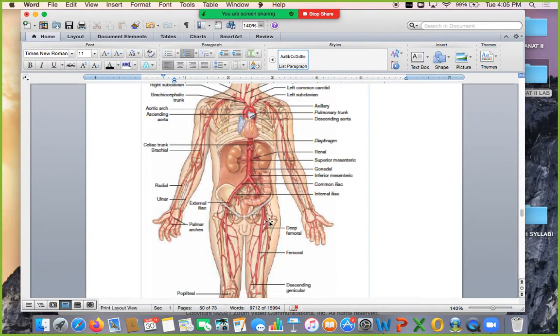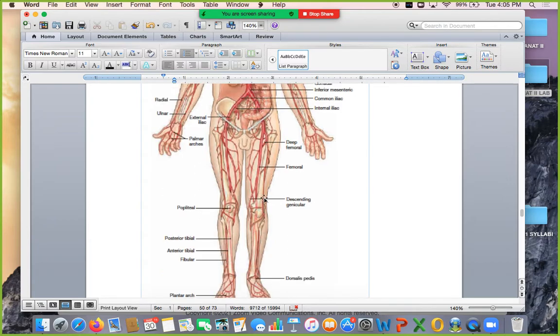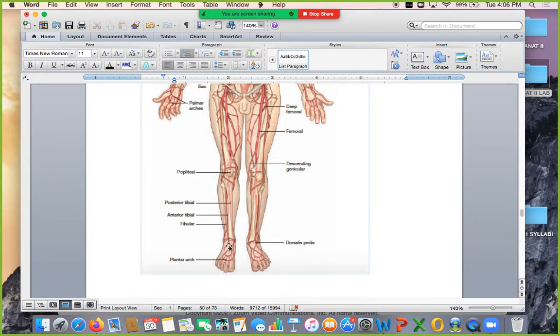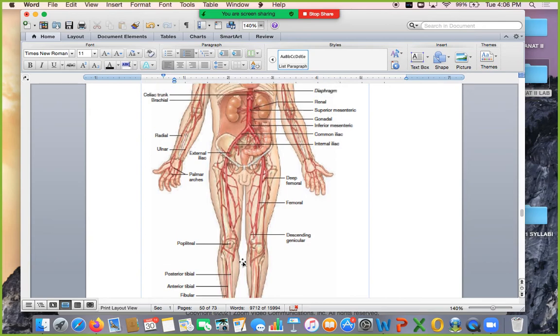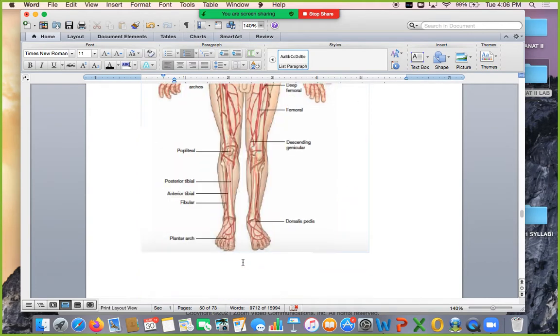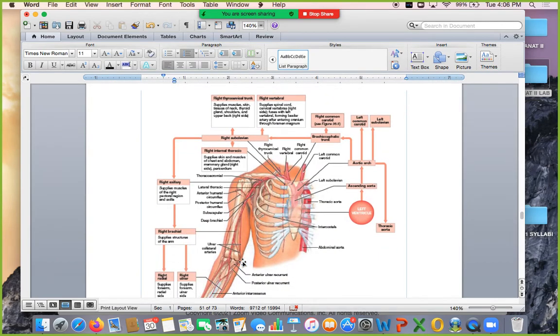We have the deep femoral, which services the thigh, and the femoral, which is going to feed down through the popliteal, which is the knee, and then head into the foot. In the lower limb, we have popliteal feeding into the tibial, and so we have posterior and anterior tibial, as well as the fibular, and in the foot, dorsalis pedis and the plantar arch. So you are responsible for knowing the circulatory routes. Anything that's depicted here is fair game.